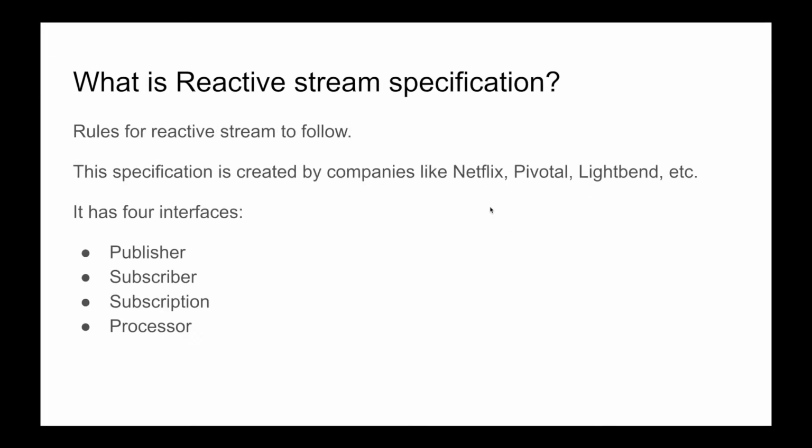So let's see what is reactive stream specification. Reactive stream specification is nothing but some rules or specification for reactive stream to follow. This specification is created by big companies like Netflix, Pivotal, Lightbend, and etc. The reactive stream specification has four interfaces: publisher, subscriber, subscription, and processor. Let's look into each of these interfaces.